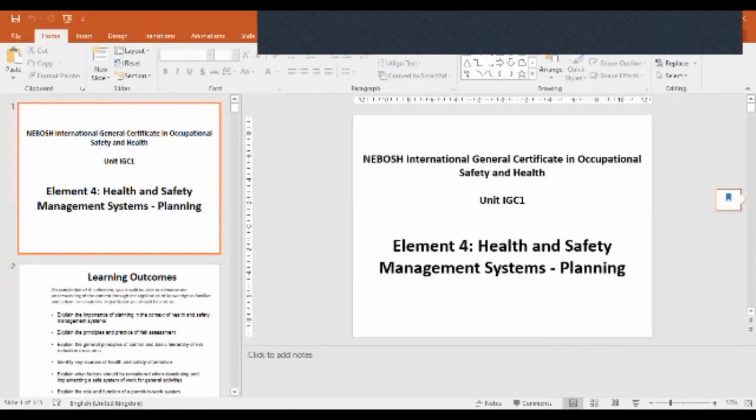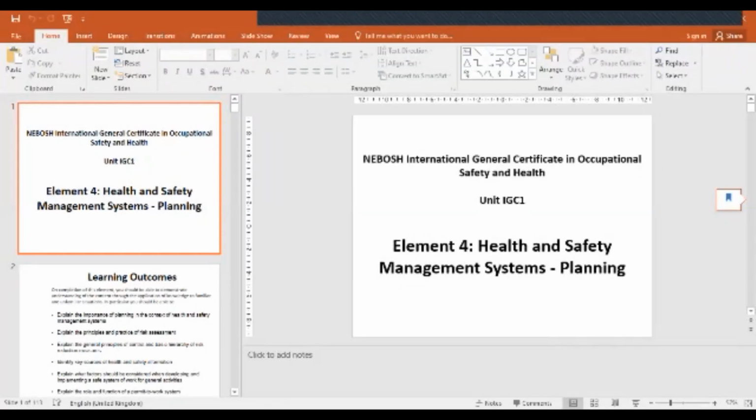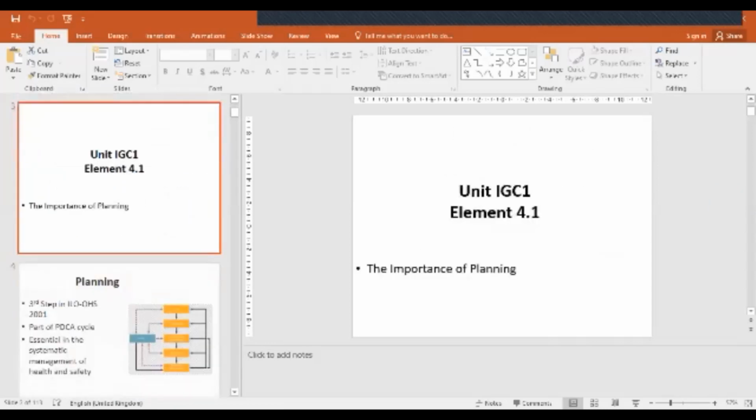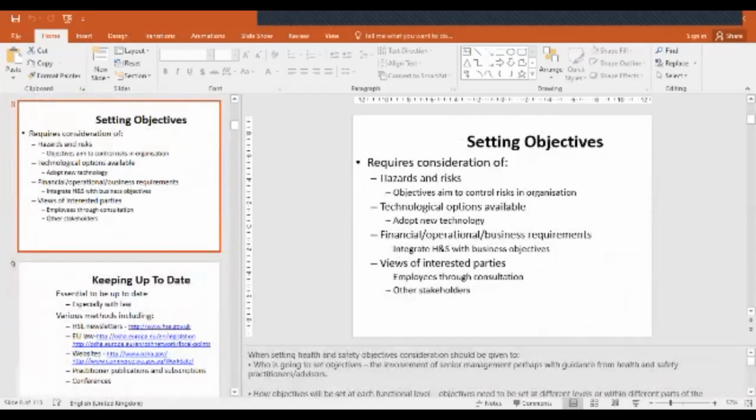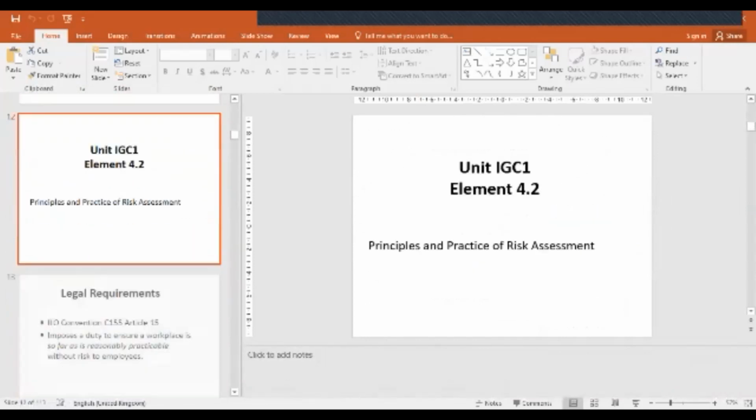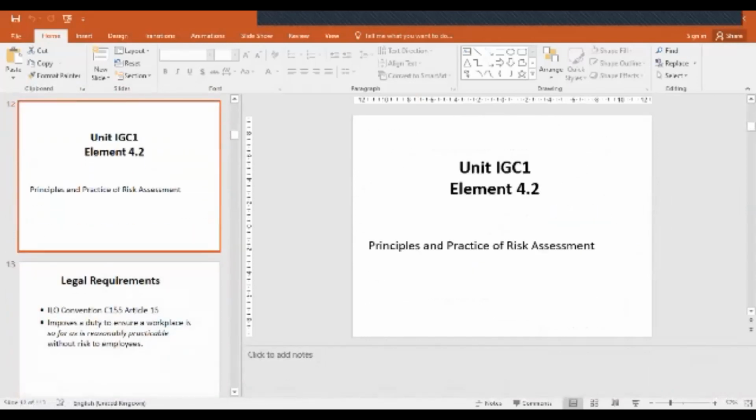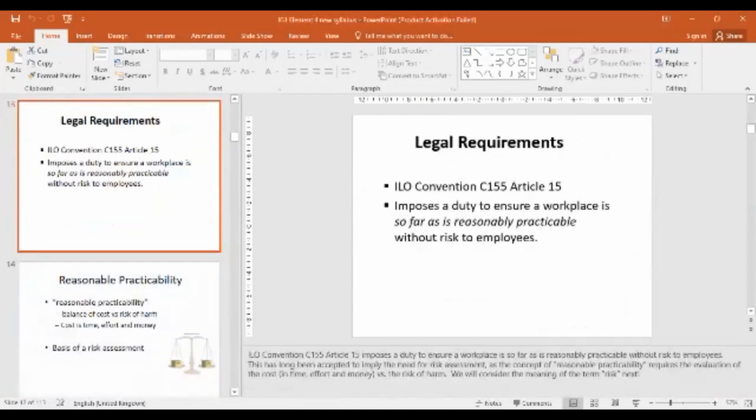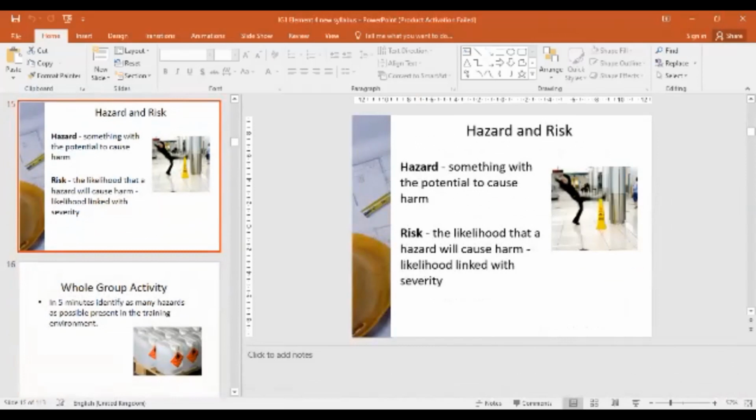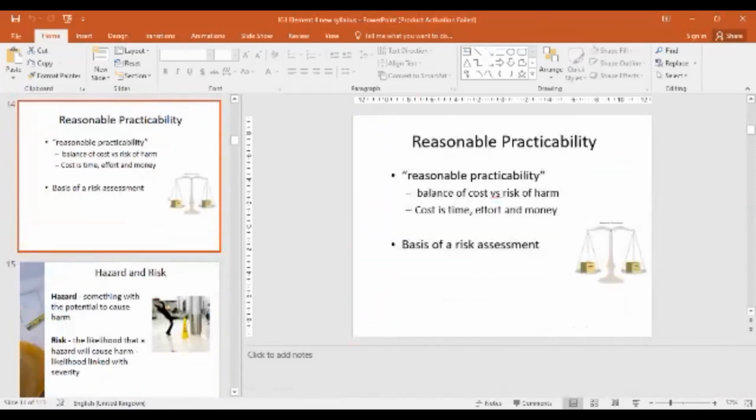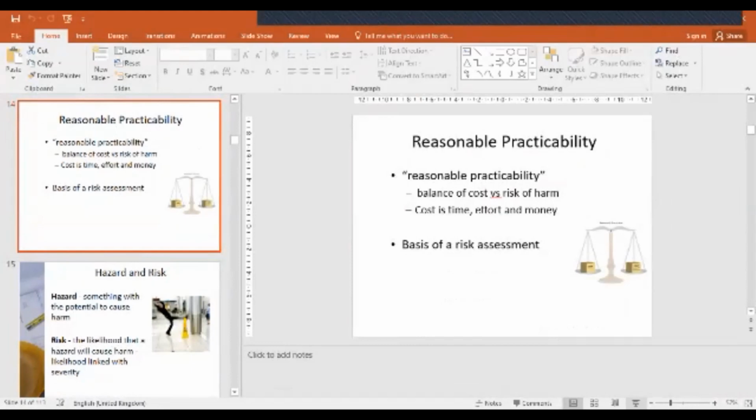Okay, this fourth element, we already discussed all these points. Okay, the objectives, and also SMART, and the principles and practice of risk assessment, reasonable practicability. Here we will check reasonable practicability. These are very important.